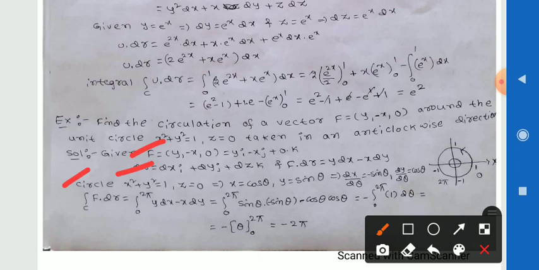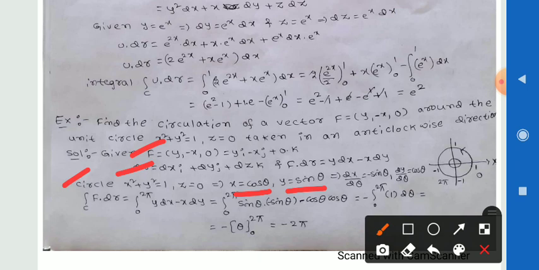By the substitution method, we solve by taking x is equal to cos theta and y is equal to sin theta. By differentiating both sides, we get dx is equal to minus sin theta d theta. Then dx by d theta is equal to minus sin theta. Similarly, dy by d theta is equal to cos theta.